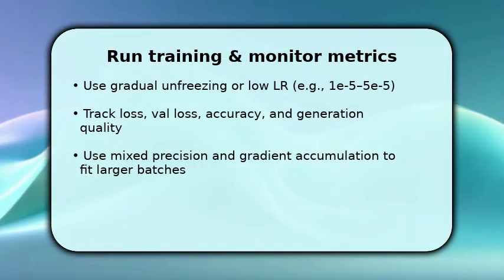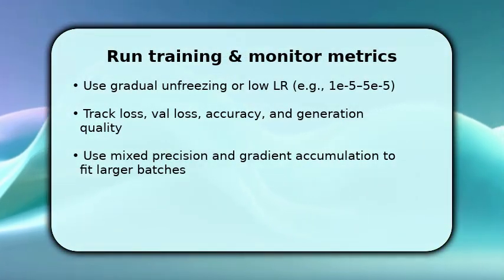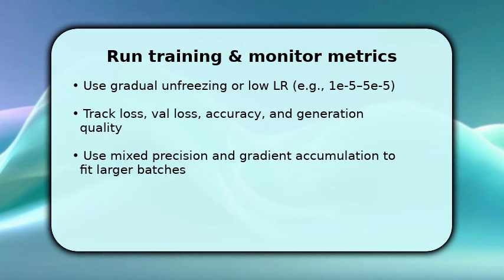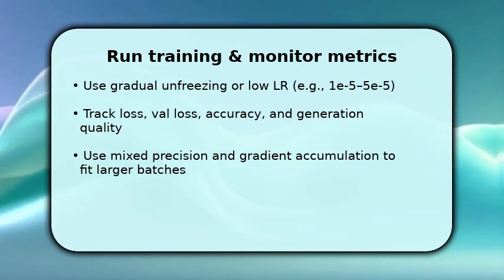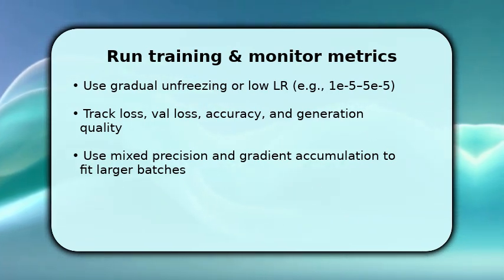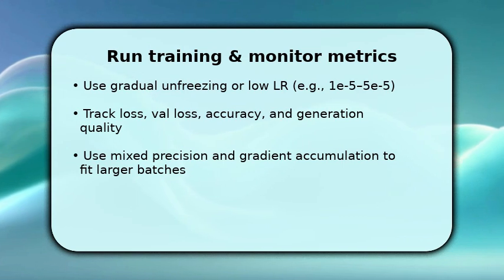Now you execute the core training loop and watch metrics closely. You will alternate training steps with validation and adjust hyperparameters when validation loss plateaus. For example, reduce LR or increase batch size with gradient accumulation.